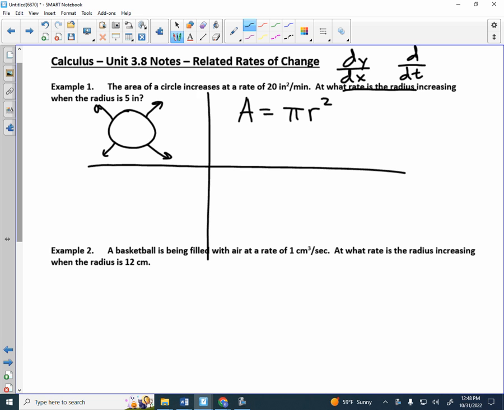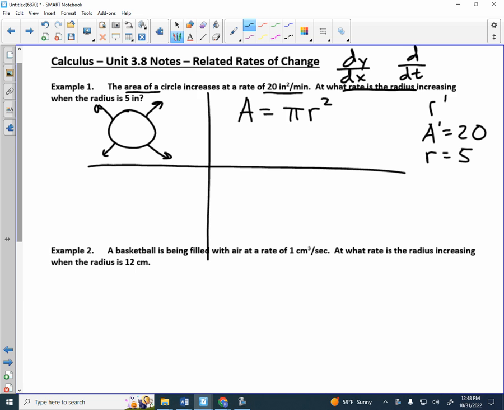The radius is changing. So we're actually looking for r prime. We're looking for the rate at which the radius is changing. What are we given in the problem? A prime is 20. Very good. The rate at which the area is changing is 20. And we know the current radius at that time is 5.